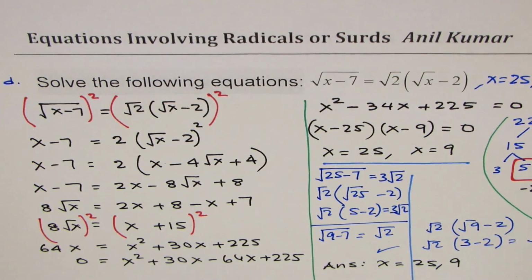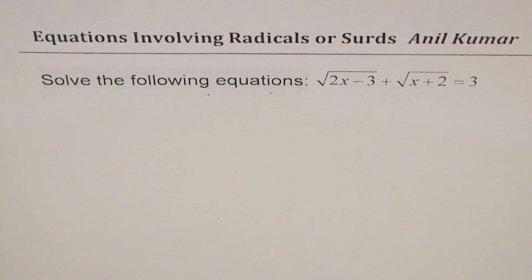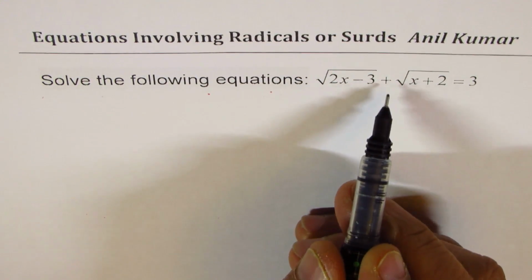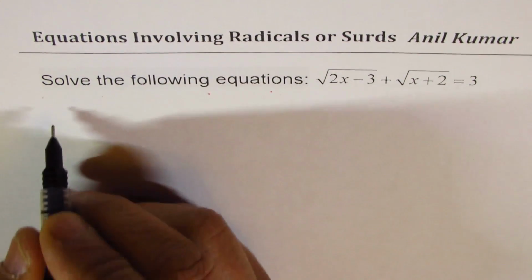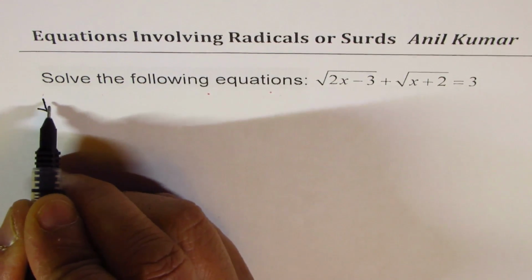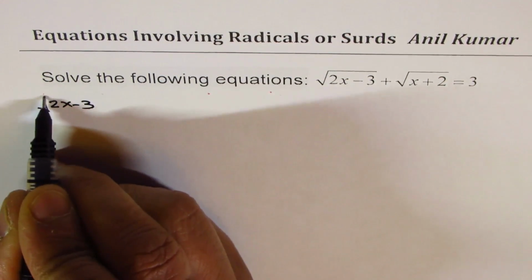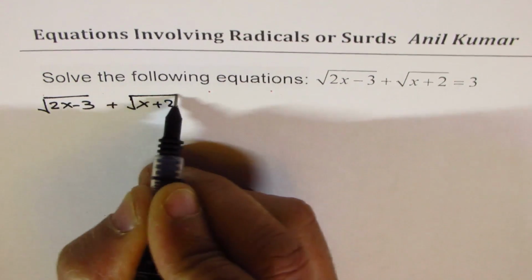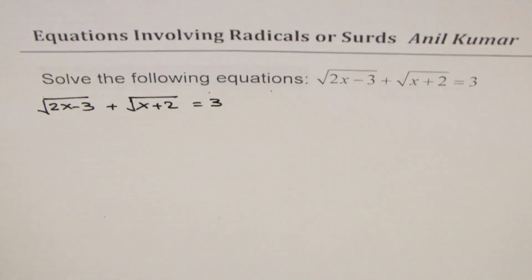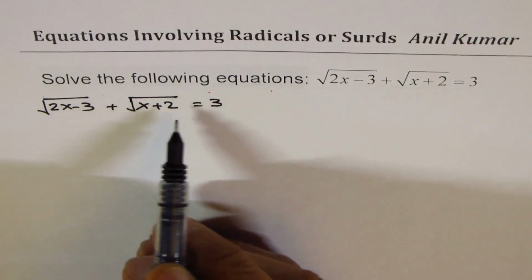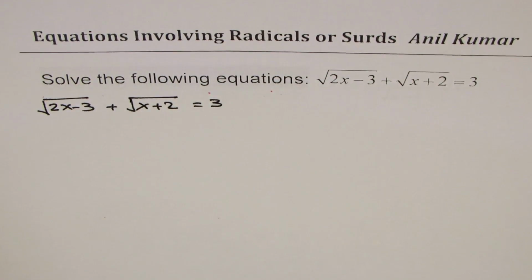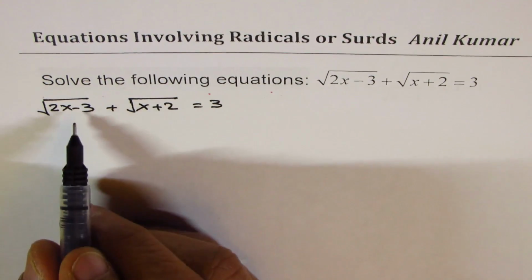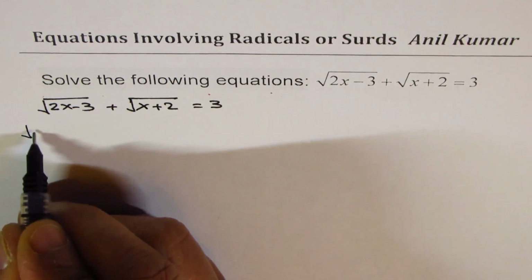It's perfectly fine. Now let's take up the next example, which is square root of 2x minus 3 plus square root of x plus 2 equals 3. So let me rewrite this question. We have square root of 2x minus 3 plus square root of x plus 2 equals 3. I'd like you to pause the video, copy the question, solve, and then look into my solution, since we have already done similar kinds, right? Let's rearrange. So the steps are very clear.